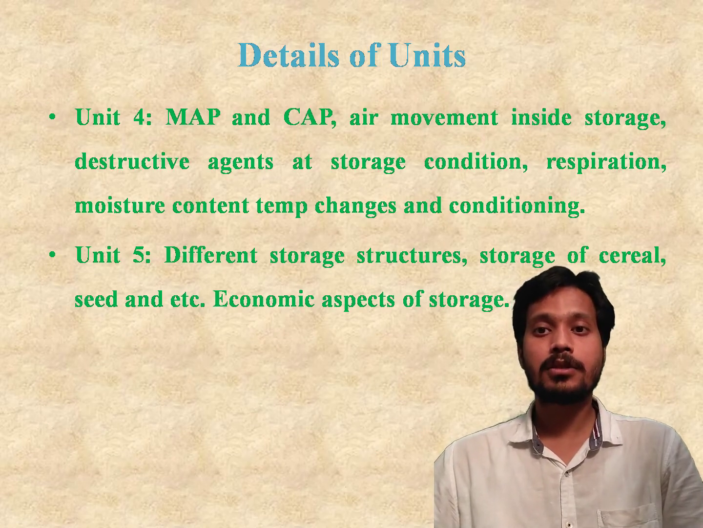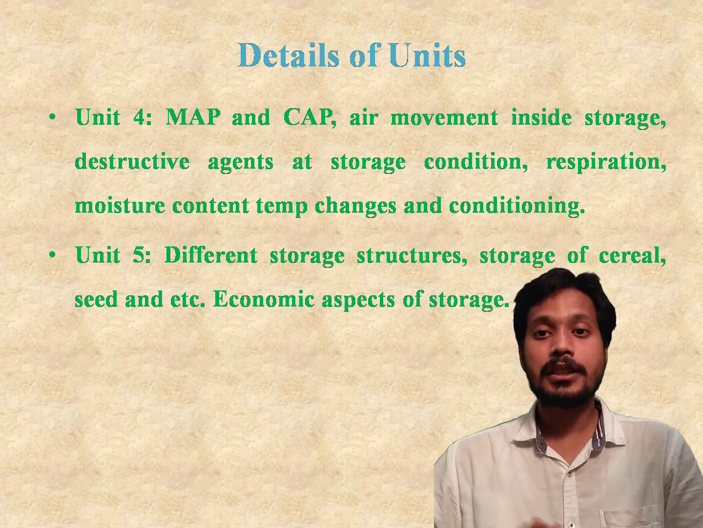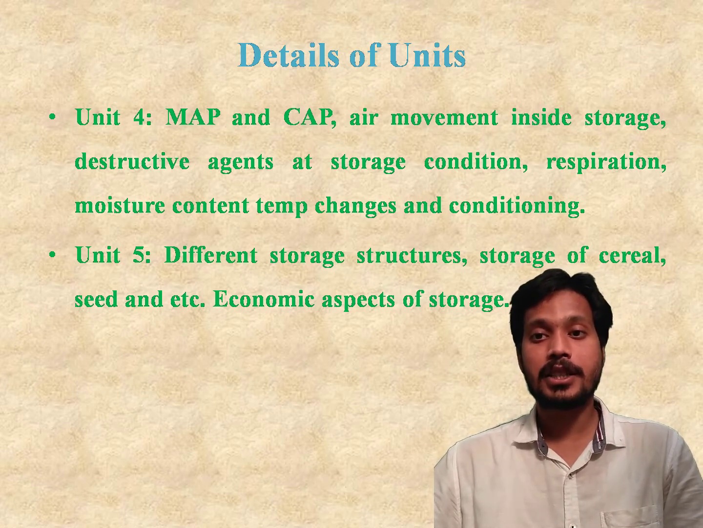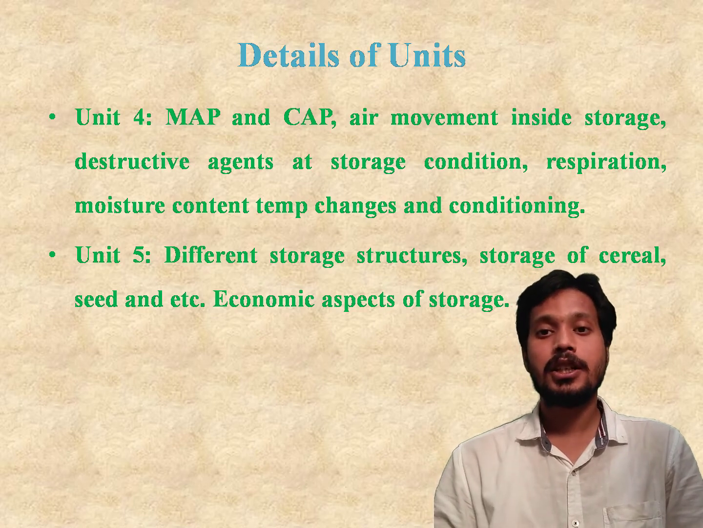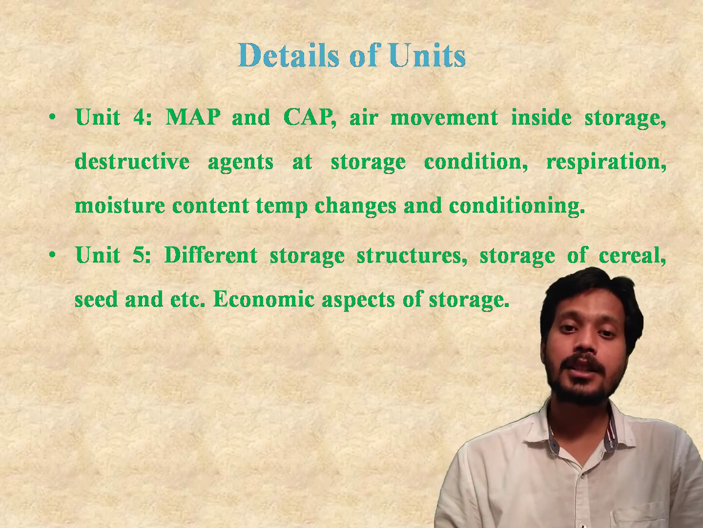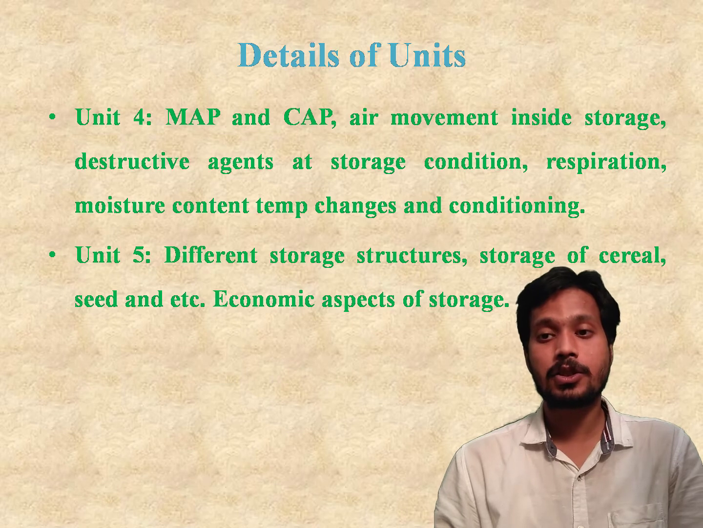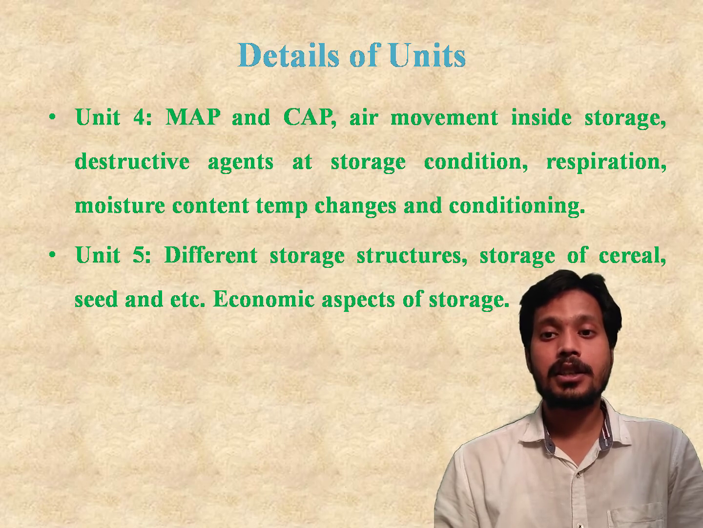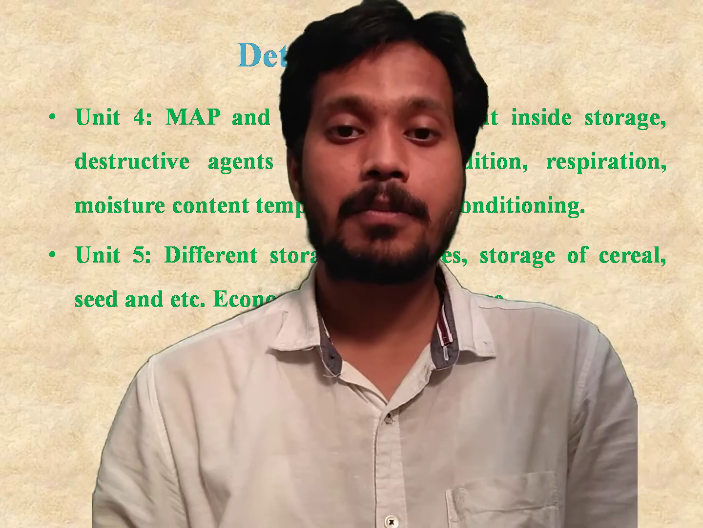Coming to the fourth unit, we have modified atmosphere packaging, MAP, controlled atmosphere packaging, CAP, air movement inside storage, destructive agents at storage condition, respiration, moisture content, temperature change, and air conditioning. The last unit consists of different storage structures, storage of cereals, seed, etc. And last, economic aspect of storage.